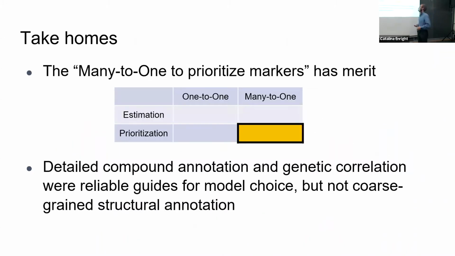So the take homes from this little vignette are that this approach that we're using of many to one and prioritizing rather than estimating has some merit. I think it's helping us identify models that are more predictive. And then interestingly, the two extremes of the amount of biological information are useful guides. That is, if you have very detailed biological information, you have an actual compound annotation, you're good. If you use this annotation-free method, you're good. And somewhere in between, the coarse-grained structure doesn't help you all that much.